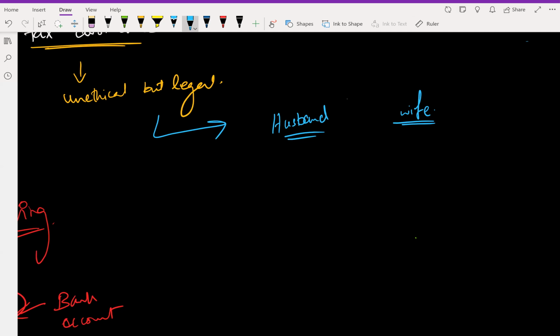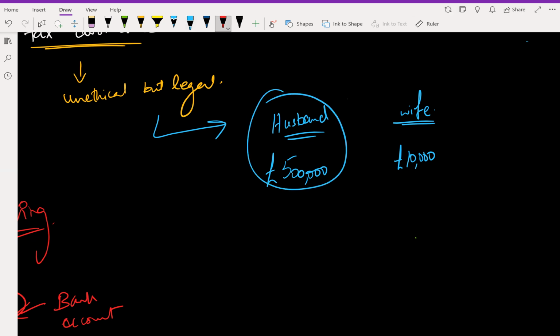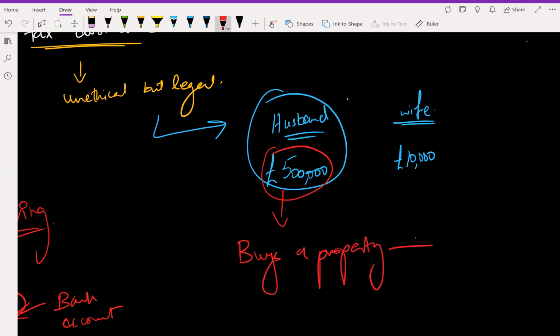So in a usual circumstance, let's say the husband earns 500,000 and the wife has a minimal income, say 10,000. This guy is a full-time businessman. Let's say that the husband goes out, buys a property, and puts it on rent. So obviously the husband has bought the property, therefore the rental income will come over here.